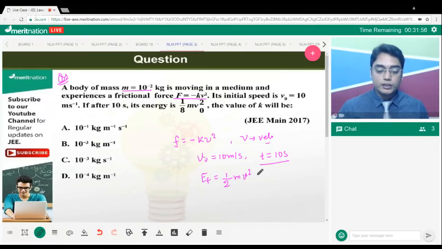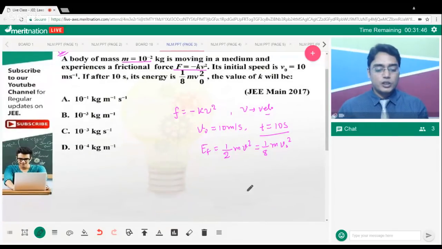This is the direct formula, but in this question its value is given, and that value is 1 by 8 m v naught square, right? The rest is calculation. We have to solve and obtain v final. So I'm just naming this, let's suppose, v final. V naught is what? We are assuming this as the initial velocity, and Vf is for the final velocity.